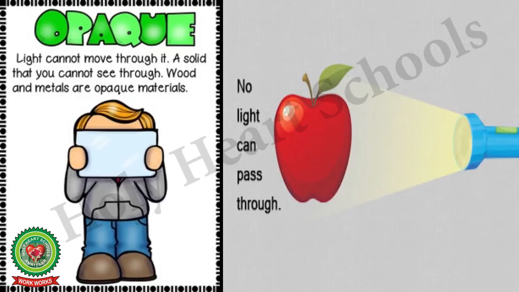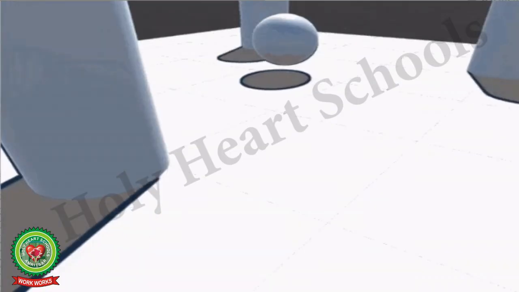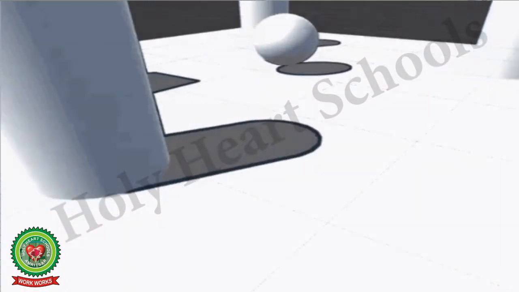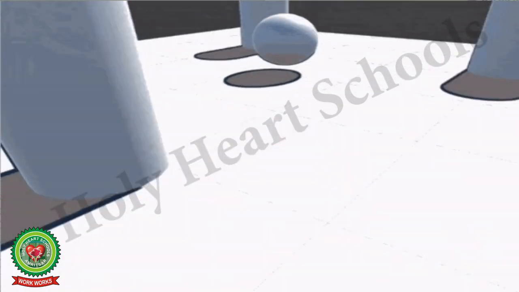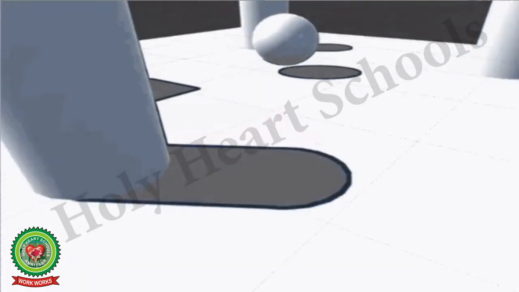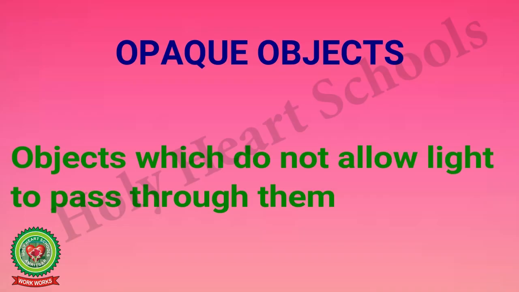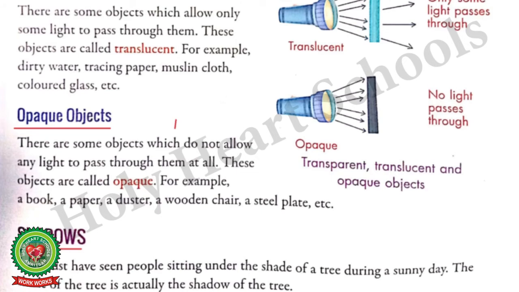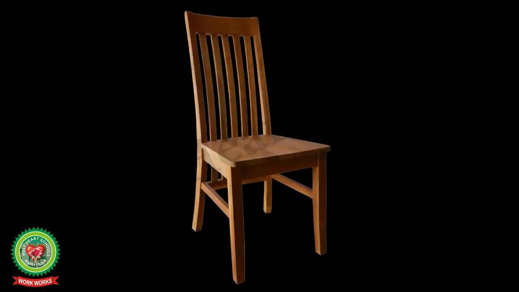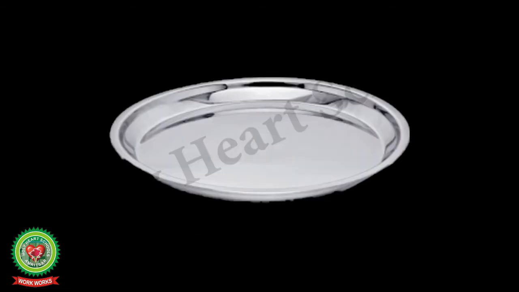Now, come to opaque objects. There are some objects which do not allow any light to pass through them at all. The objects are called opaque objects. Underline the word opaque object and write down its definition. Objects which do not allow light to pass through them are called opaque objects. Examples of opaque objects are a book, a paper, a duster, a wooden chair, a steel plate.